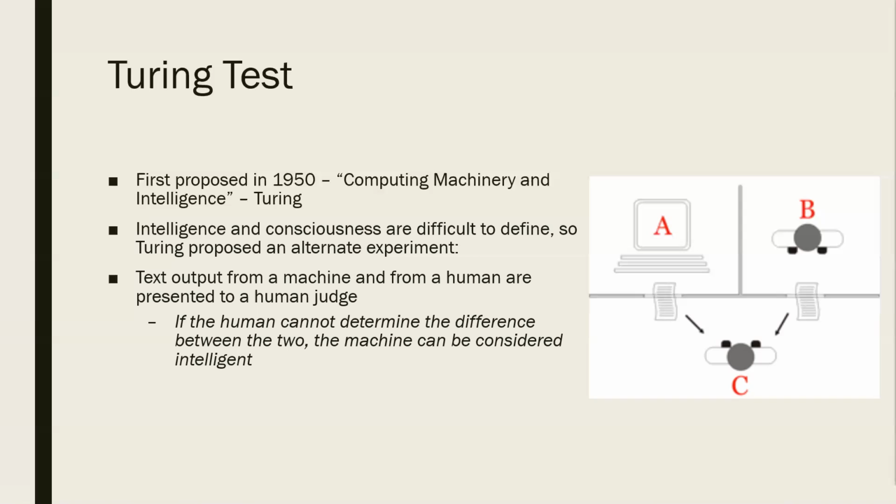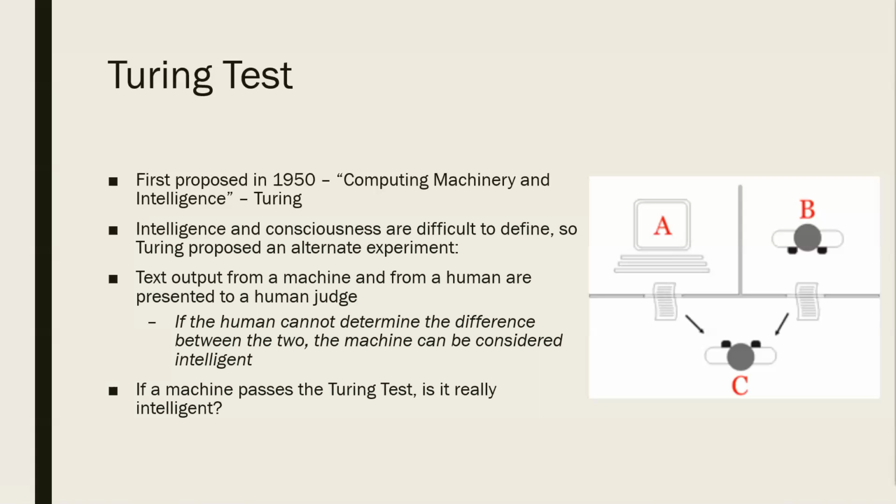In other words, the Turing test avoids defining intelligence by saying intelligence is something that a human just knows when a human sees it. So if a human can't tell the difference between the behavior of a machine and the behavior of a human, then we can say that the machine, for all practical purposes, can be considered intelligent.